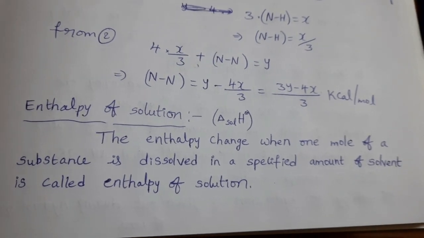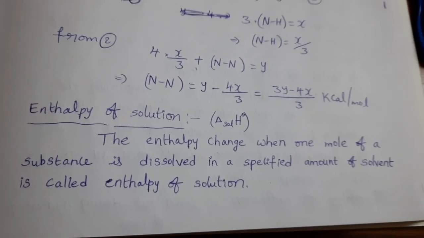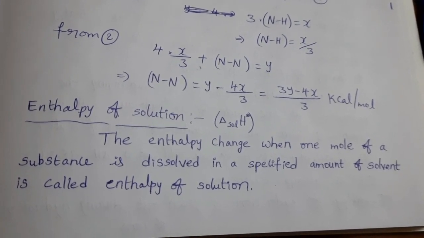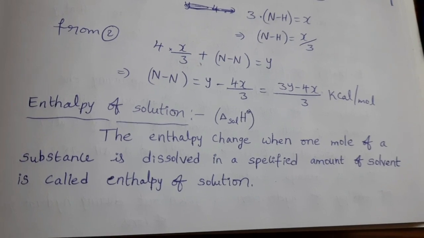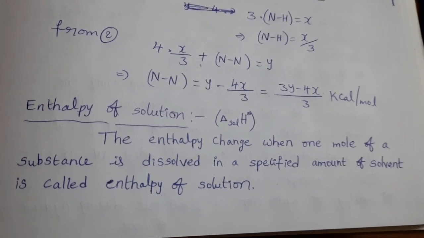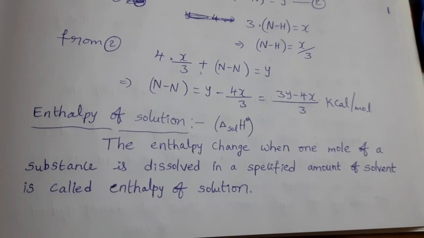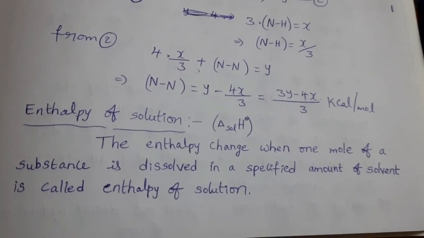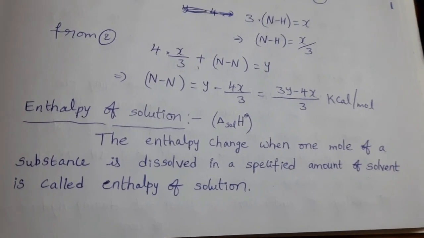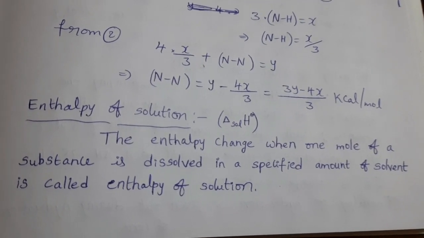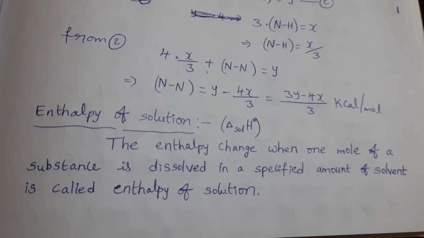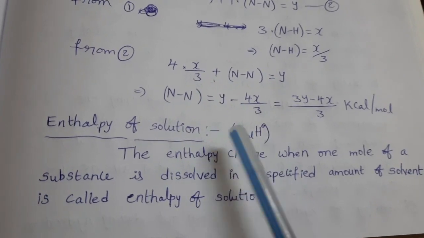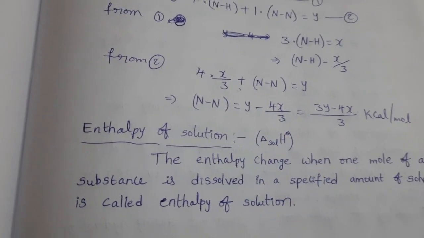See the next topic, Enthalpy of Solution. The enthalpy change when 1 mole of a substance is dissolved in a specified amount of solvent is called enthalpy of solution. Take 1 mole of the substance and dissolve it in a particular amount of the solvent, then the enthalpy change is called enthalpy of solution, represented by delta sol H naught. This is the enthalpy of solution symbol.